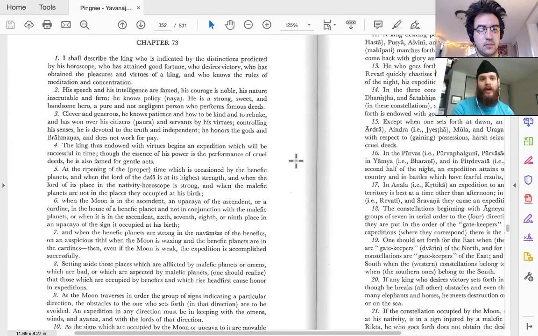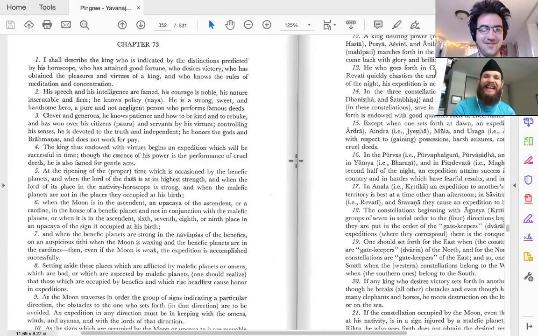And the king in a traditional society was the head of the state, and he was a very important figure. Hence, we have this chapter that really talks about the head of the state, because he was more or less intrinsically related to the old traditions of astrology. And what we have here is basically things about the king.